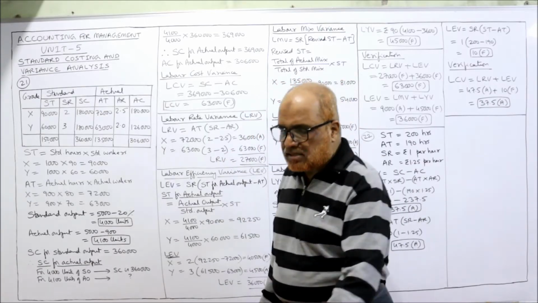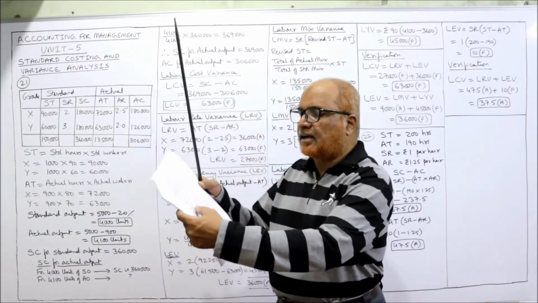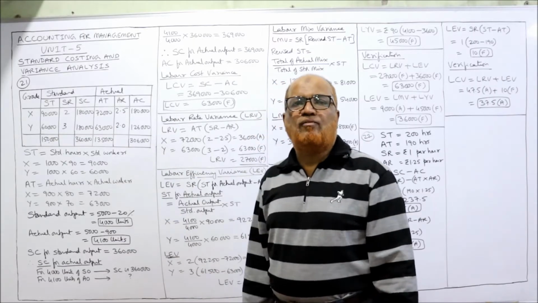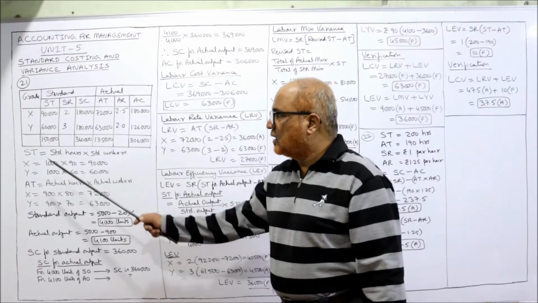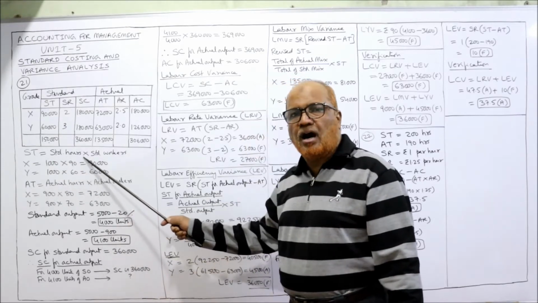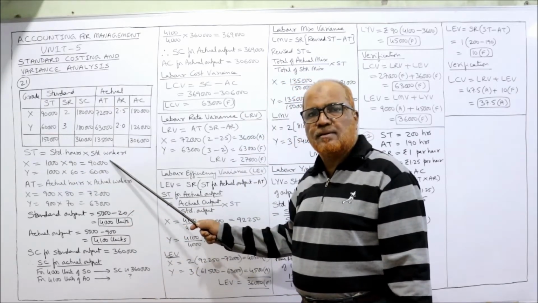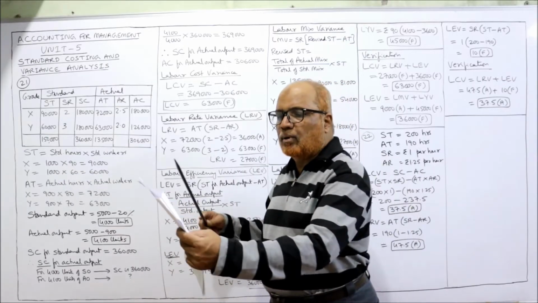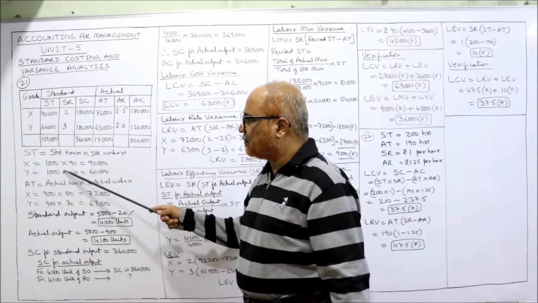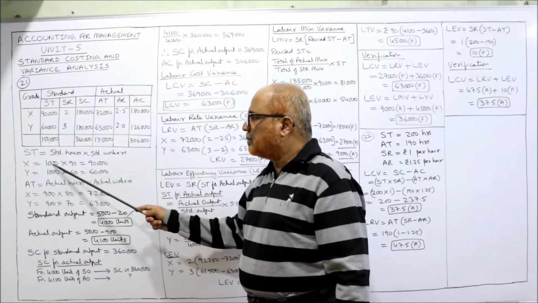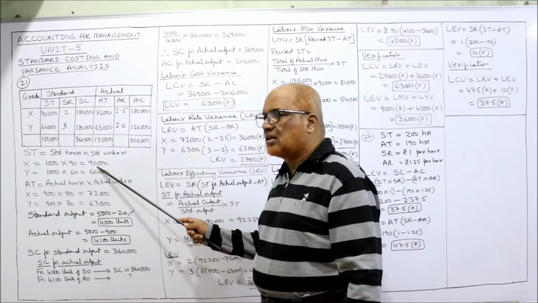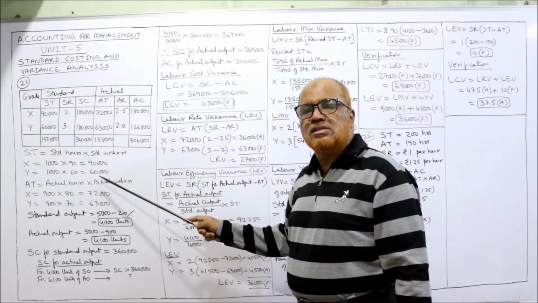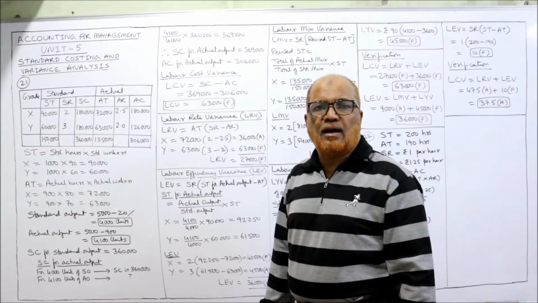And how many workers are there given in the problem? According to standard, 90 workers and 60 workers. Every worker has to work for 1000 hours. So standard time is standard hours into standard workers. The standard hours are 1000 and the standard number of workers are 90 and 60. So multiply 1000 into 90, 90,000. 1000 into 60, 60,000. So 90,000 and 60,000 is the standard time.